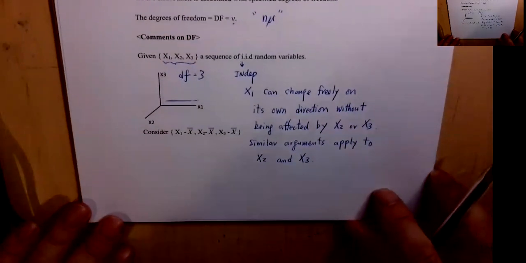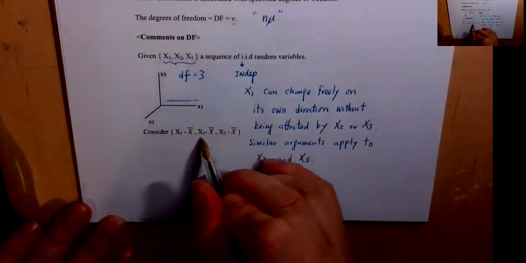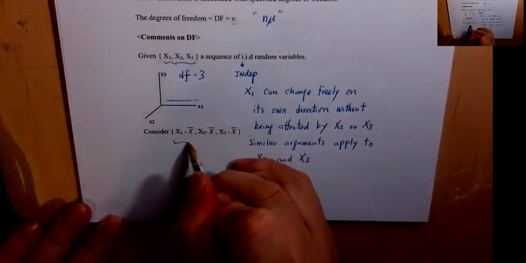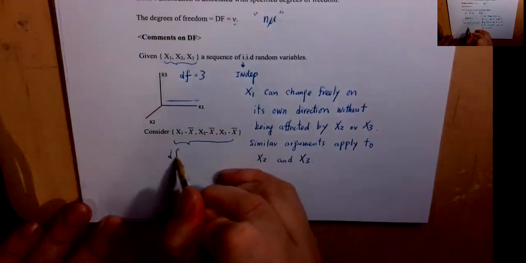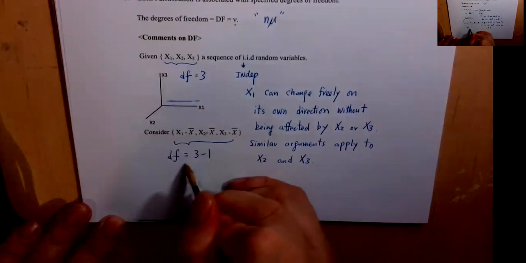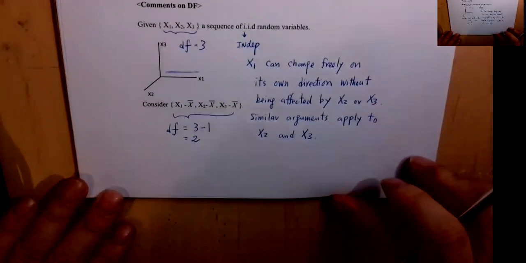However, let's look at the next one. This collection: x1 minus x bar, x2 minus x bar, and x3 minus x bar. The degree of freedom of this collection is no longer 3. It lost 1 degree of freedom. It has only 2 degrees of freedom. Why did it lose 1 degree of freedom? Let's see.